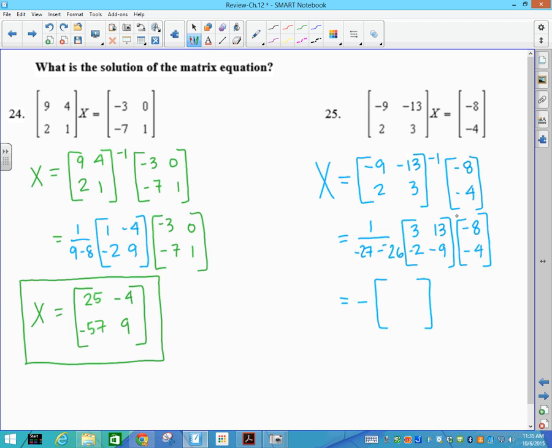So this is -24 plus -39. That gives me -76. Positive 16 plus 36 is 52. And when I carry my determinant through, then that gives me an answer of positive 76 and -52.